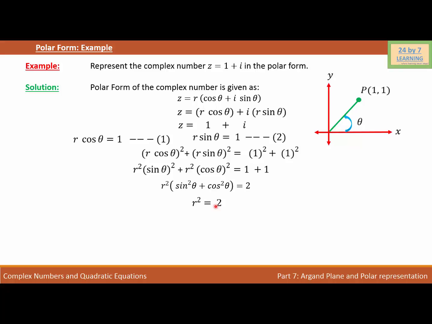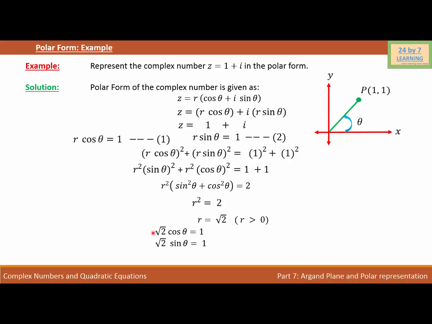If I further simplify, I will write r equals square root of 2, where r is greater than 0. So I'm not considering the negative value of r. Now let's substitute the value of r equals square root 2 in equations 1 and 2. I will get root 2 cosine theta equals 1, which is my first equation, and root 2 sine theta equals 1, which is my second equation.